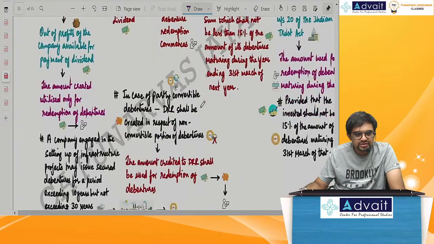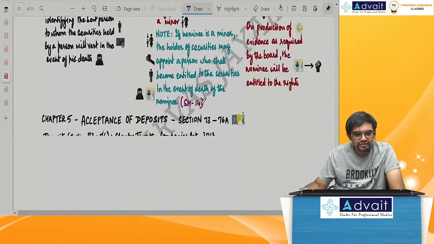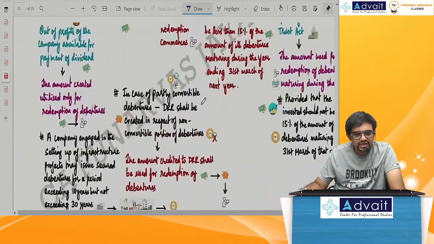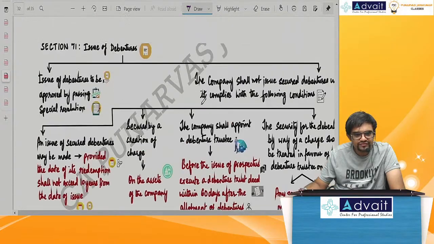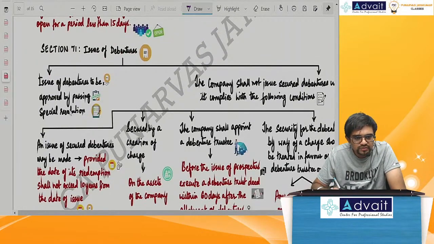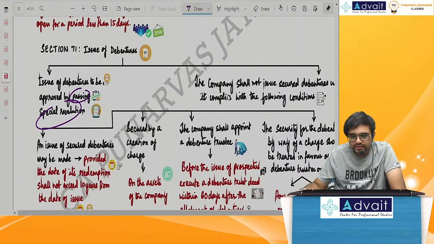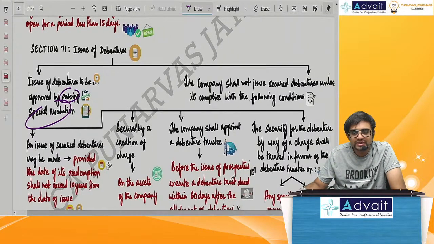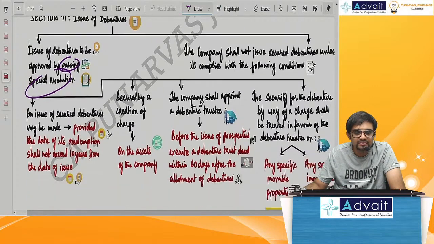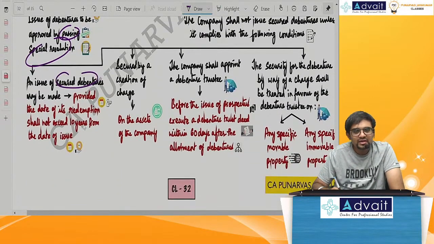So this is my chapter number 3, which speaks about issue of shares. Then coming to debentures, we have issue of debentures, section 71. Issue of debentures is to be approved by passing a special resolution. The company shall not issue any secured debentures unless it complies with the following conditions. Maximum redemption period will be 10 years. Beyond that, you cannot do.